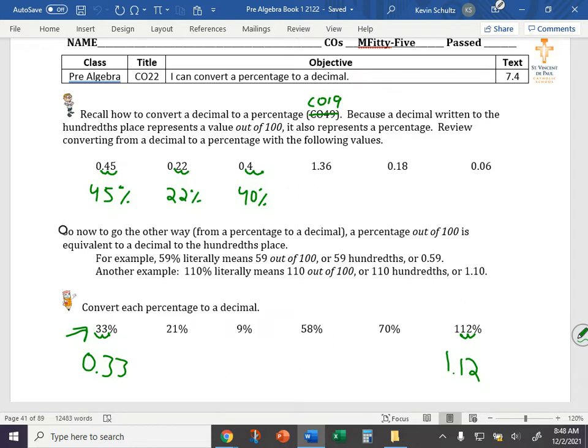It's like the first 5 up top. What would 0.06 be? 0.06. 6%. 6%. Right? Move it to the right 2 spots. 6%. 6 out of 100. 6 hundredths.